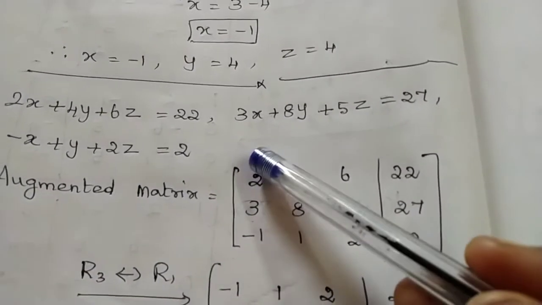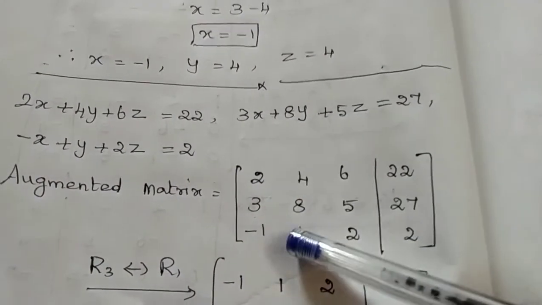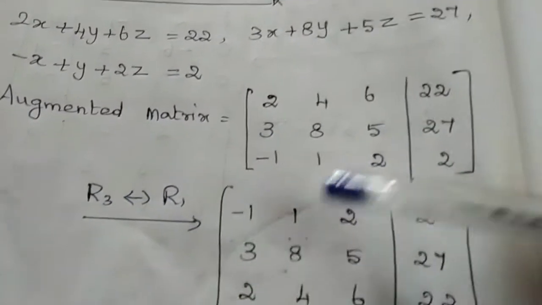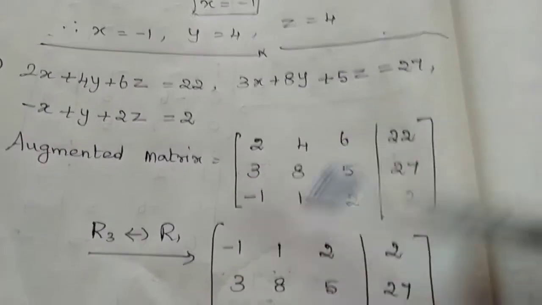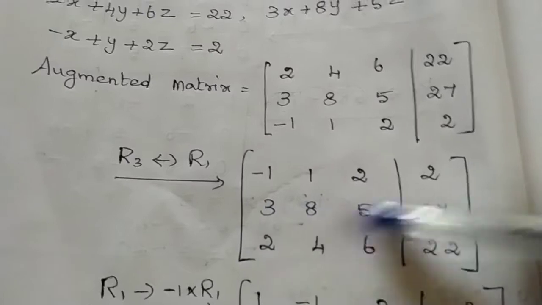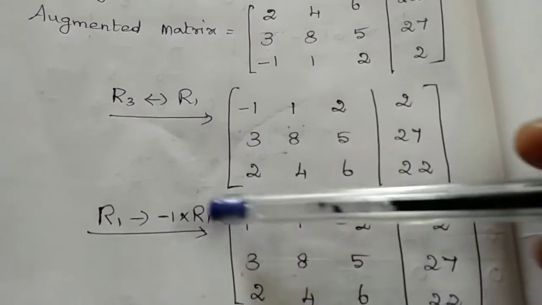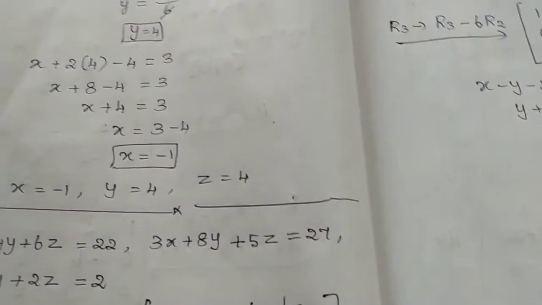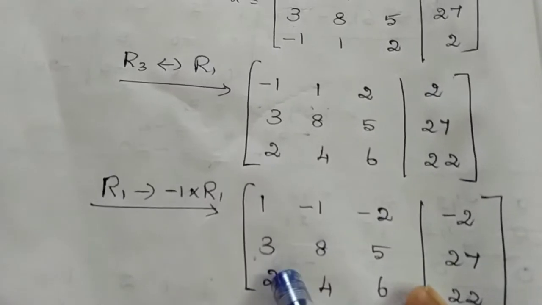Then in this place, R1, R3 interchange. R2 no change, and we want 1 here, so multiplied by minus 1. Now change the sign. Next, we want to make this place equal to 0, this place equal to 0, this place equal to 0.